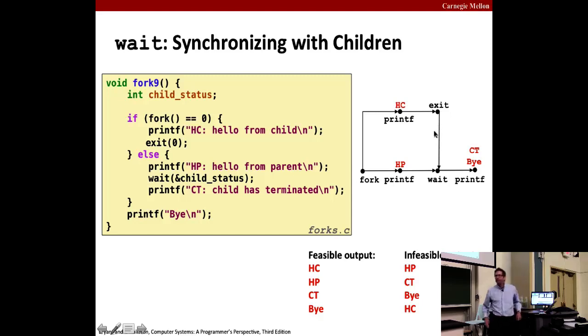Yes? And you have an output HP, HC, CT, bye? So the question is, can you have an output HP, HC, CT, bye? Yes, because the parent prints HP, there's a context switch, the child prints HC, and then exits, and now the wait will return in the parent, and then it prints CT, bye.